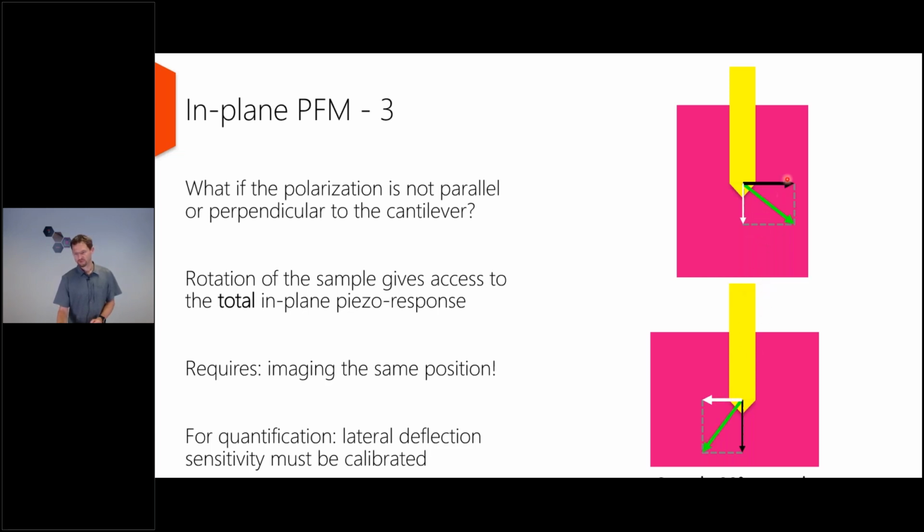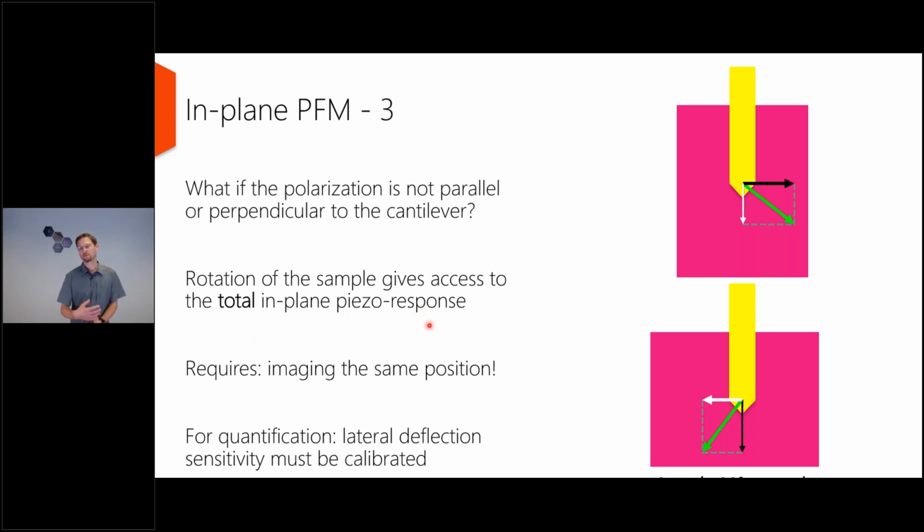And if I do both measurements, I get the black vector, I get the white vector, and in the end, I get my green vector, my total signal out of it. If you would have a sample without any component vertically out of plane, you might do it in a single measurement, but it still needs this buckling deflection sensitivity to be known. And of course, in this case, the black one in the top and the white one in the bottom, there you can assume that they use the same deflection sensitivity. It's in both cases a signal perpendicular to the cantilever. And that gives you the total in-plane piezo response.